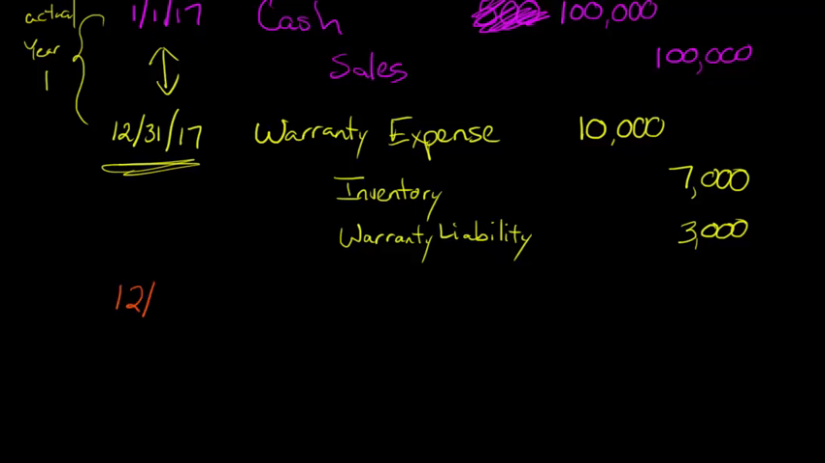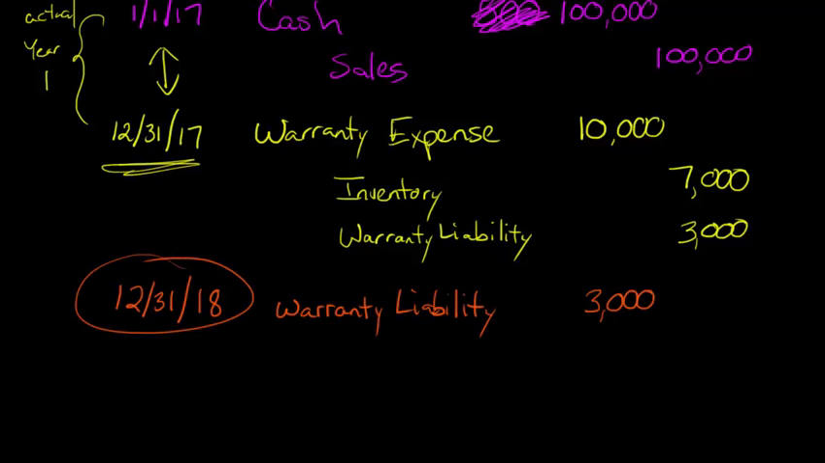So 12/31/18. So now we're going to reduce the warranty liability account to 0 because now the 2-year period is up. So this $3,000, if we picture a T account, right, we've got a credit balance in warranty liability of $3,000. So we debit that to bring it to 0 because we no longer have any warranty liability because now the 2-year period is up, right?